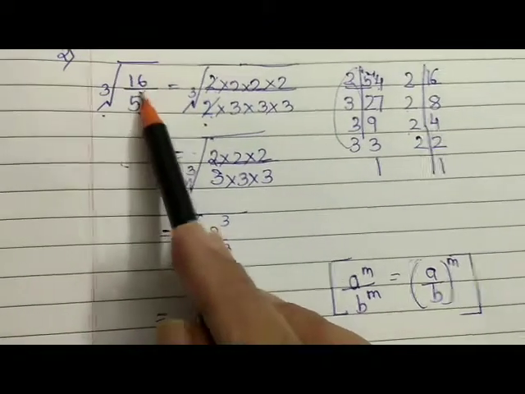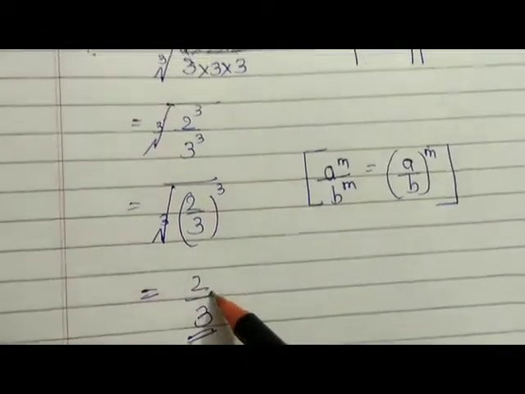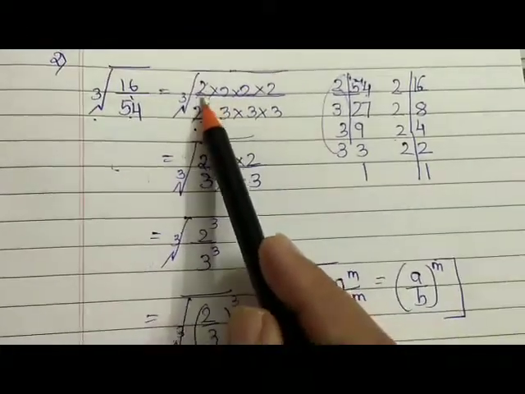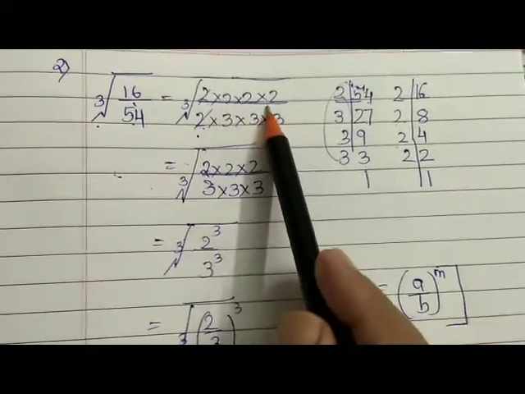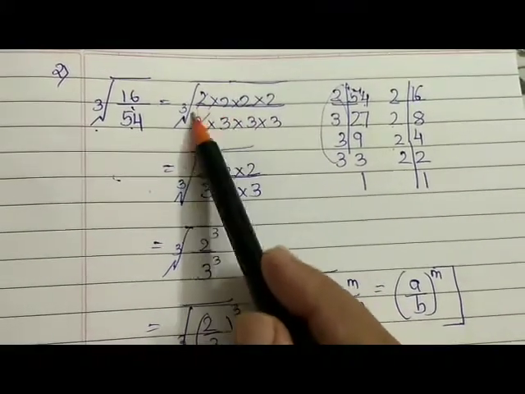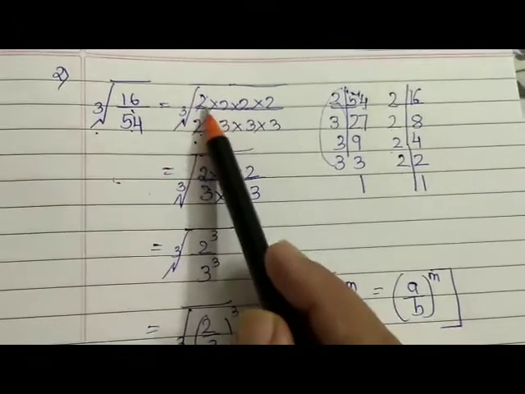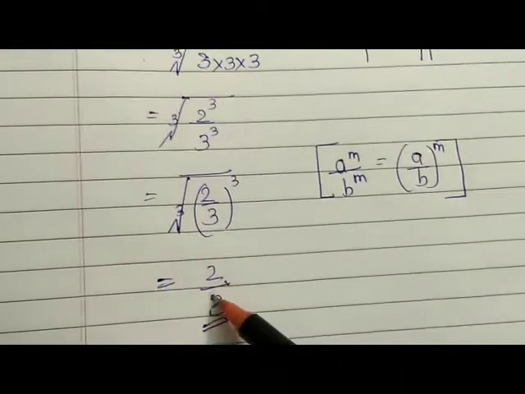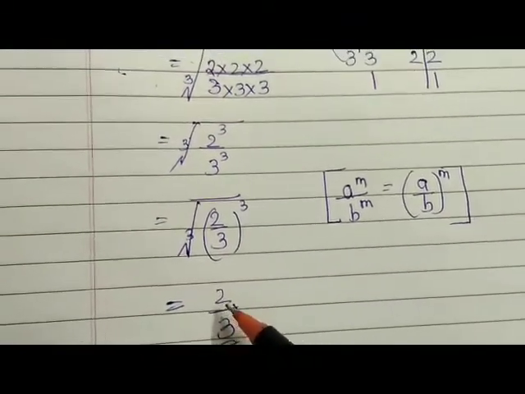The cube root of 16 is not 2 over here and the cube root of 54 is not 3, but we have simplified over here. We are supposed to find out the factors, and we have eliminated the same number in the numerator as well as in the denominator. So this is how, when you simplify, your answer will be 2 upon 3.